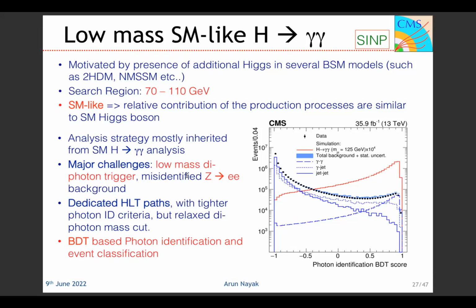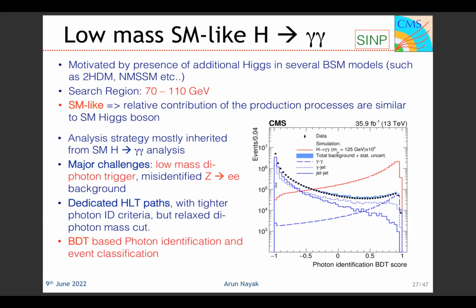Another one is that it falls in the region of Z to ee, where electrons can be misidentified: they are not reconstructed as electrons, but can be reconstructed as photons. So this is a double fake background coming from Z. These two are the major challenges in this case. There is a dedicated HLT path constructed for this analysis with tighter photon identification criteria, but the pT and the mass of the diphoton were relaxed to trigger these events.